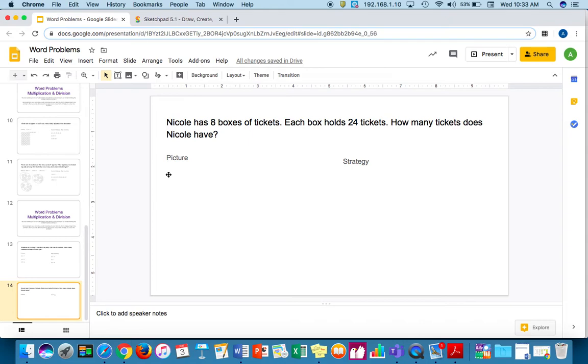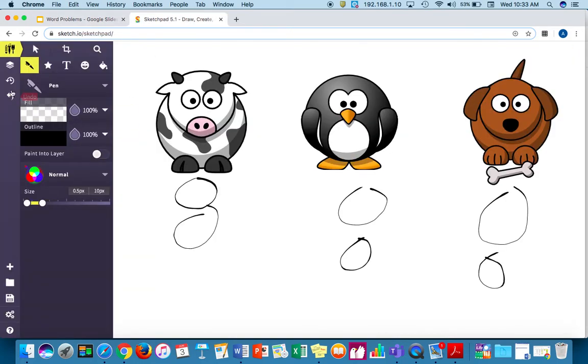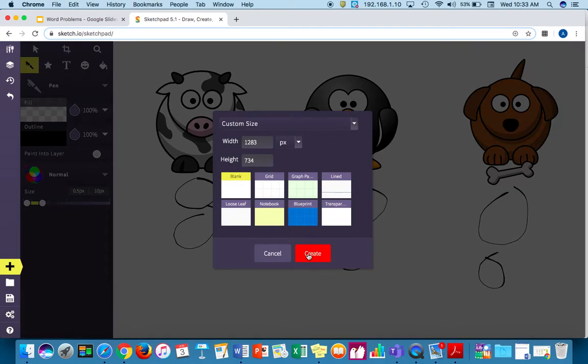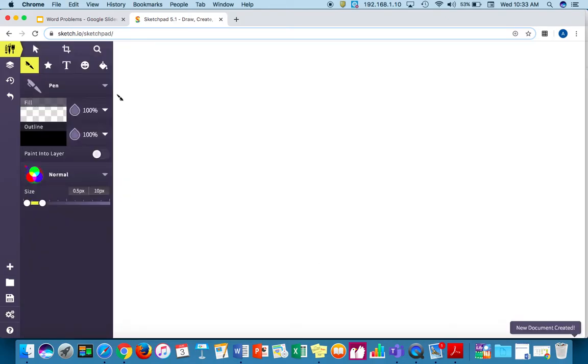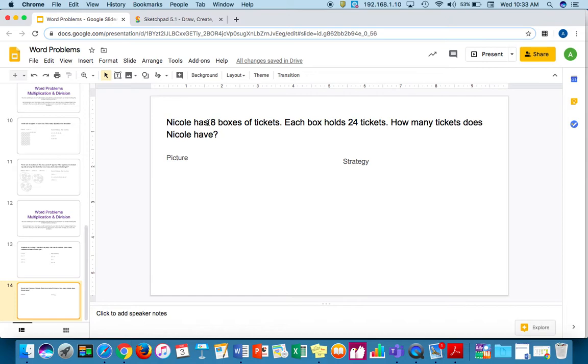Let's try the second one. Nicole has 8 boxes of tickets. Each box holds 24 tickets. How many tickets does Nicole have? I want you to come up with a picture in your mind of what that would look like. Nicole has 8 boxes of tickets, and in each box there are 24 tickets.